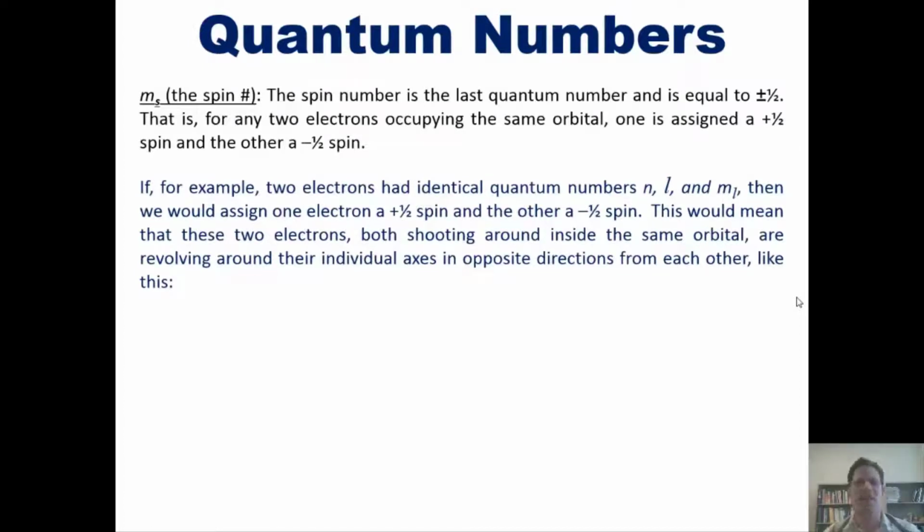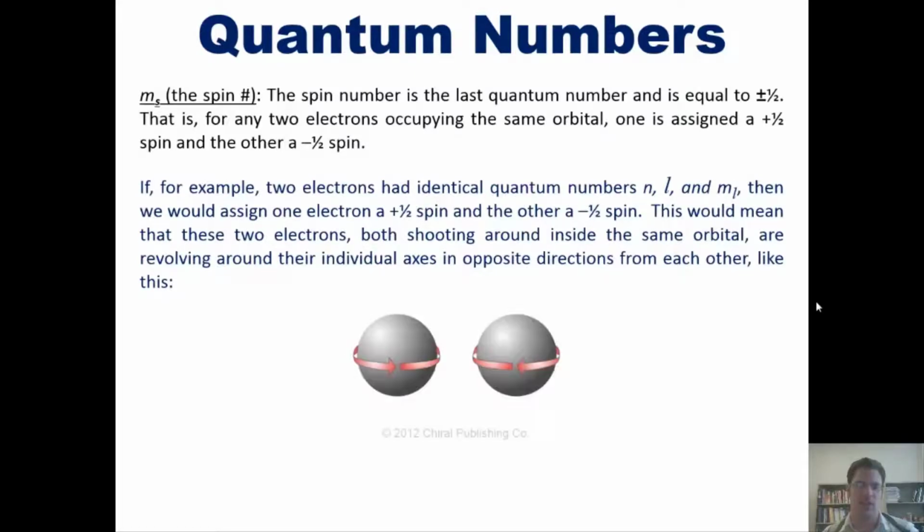But no two electrons can have the exact same four quantum numbers in the same atom. So what would we do? Well, we would assign one electron a plus 1/2 spin and the other a negative 1/2 spin. This would mean that these two electrons, both sitting inside the same exact orbital, are revolving around their individual axes in opposite directions from each other, like this.